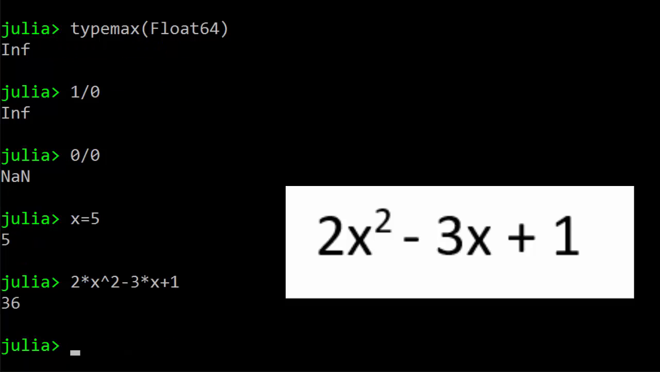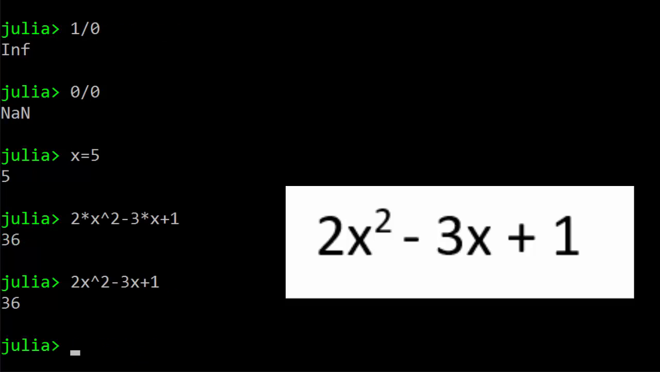right? This works in Julia, but Julia supports a better syntax, which is the same as how you write a mathematical equation, which is this. So as you see, I'm not using the multiplication operator here, and it will still work. It will give you the same result. So this is more readable and more convenient to use.